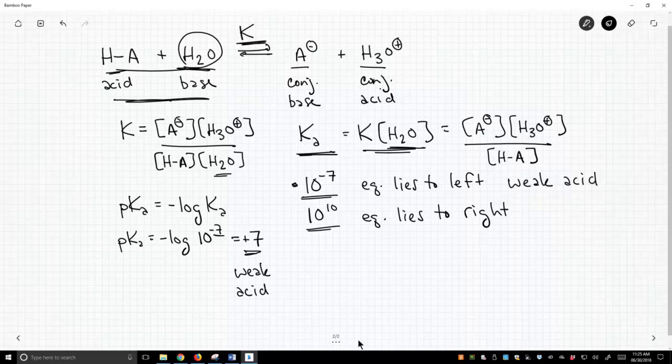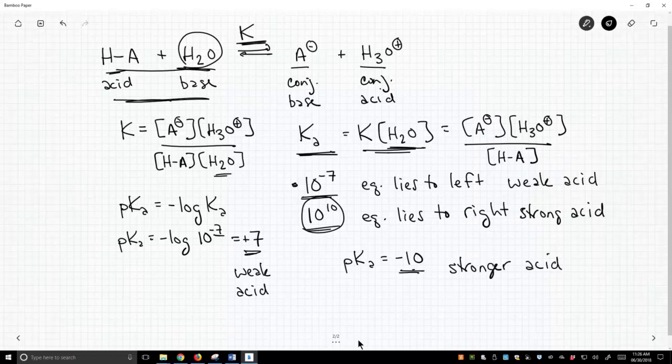If we go through the same steps and have a Ka of 10 to the plus 10th, the pKa is going to be negative 10. So if pKa is something like negative 10, the equilibrium lies to the right, and this would be a very strong acid. And so negative 10 would be representative of a much stronger acid. So this is how we discuss acid-base equilibria quantitatively.